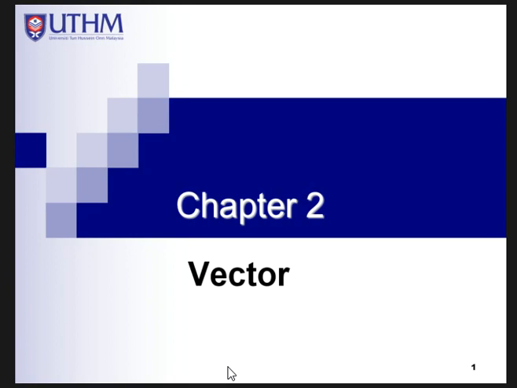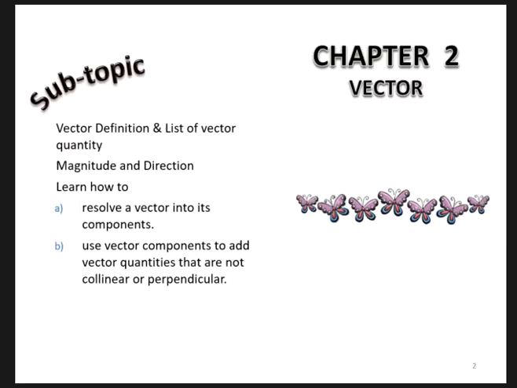Hari ini kita akan mulakan bab baru, iaitu chapter 2, vectors. Okay, vectors. So, ada beberapa subtopics. Definition for vectors. Hari ini kita akan belajar definition vectors. Vectors ni adalah they have magnitude and directions untuk satu quantity.